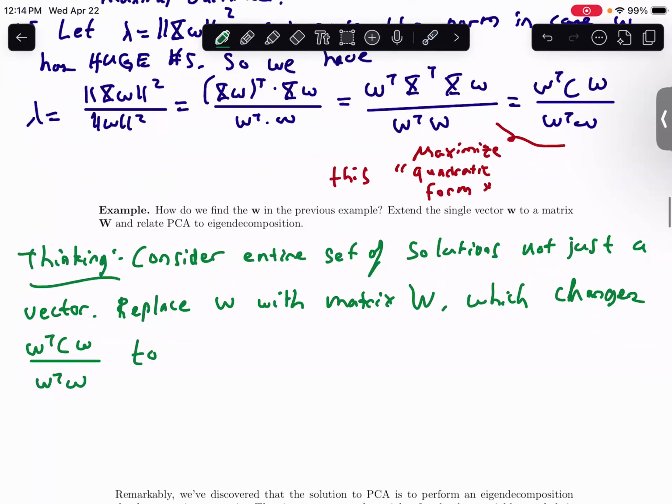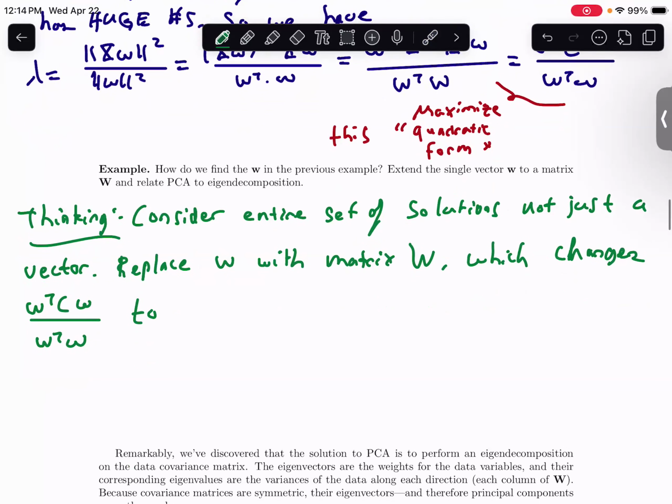So instead of having lambda as a one-dimensional scalar, we're now going to have a diagonal matrix consisting of those scalars, which I'm going to call uppercase lambda. And then this is going to be equal to W transpose times W inverse times W transpose C W. So it kind of looks like projection a little bit, but not quite. Going from a vector to a matrix, this is really like multiplication by the inverse instead.